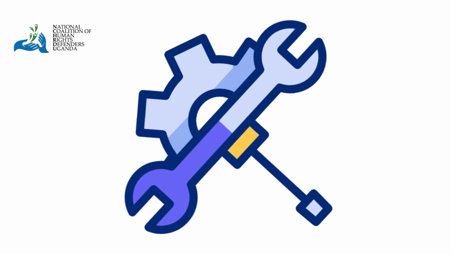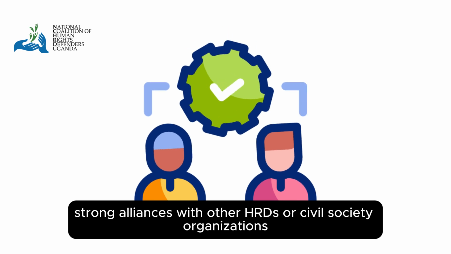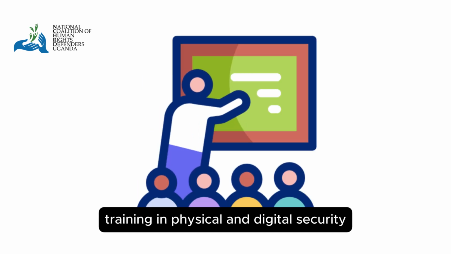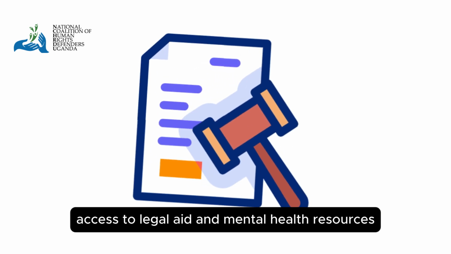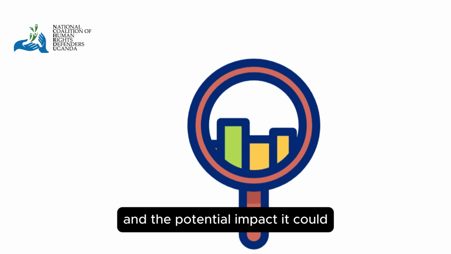3. Capacities are strengths, resources, and tools available to counter threats and reduce vulnerabilities. Examples are strong alliances with other HRDs or civil society organizations, training in physical and digital security, access to legal aid and mental health resources. Next, assess the likelihood of each threat occurring and the potential impact it could have.